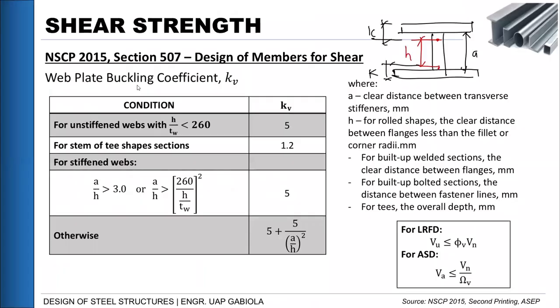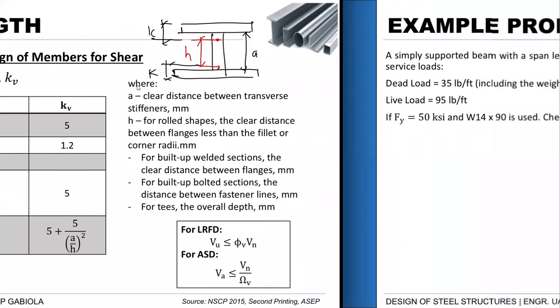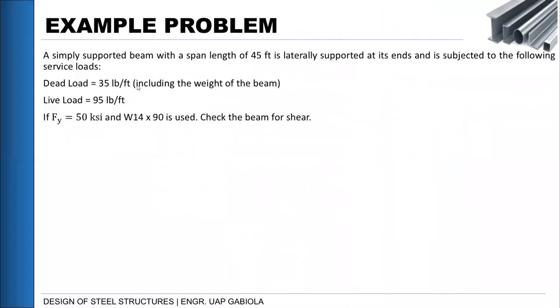Okay? So, again, we need to satisfy for LRFD. Ito yung formula natin and for ASD. Okay? So, now let's apply to an example how to use the formula. A simply supported beam with a span length of 45 feet is laterally supported at its end and is subjected to the following service load. We have dead load of 35 pound per feet, live load of 95 pound per feet, and if Fy is 50 KSI and W14/90 is used, check the beam for shear. So, given tayo ng loadings, included na daw yung weight ng beam sa dead load.